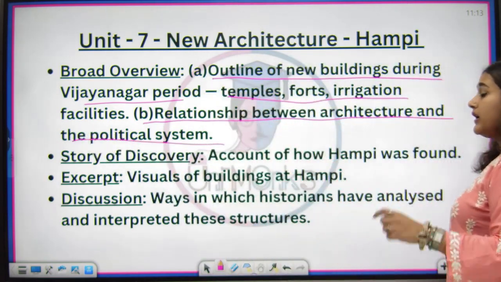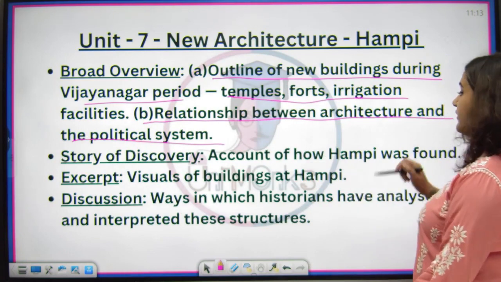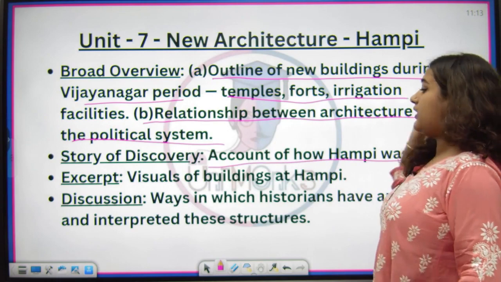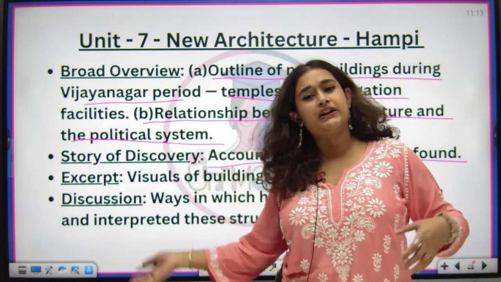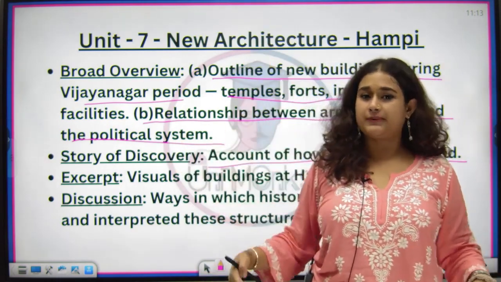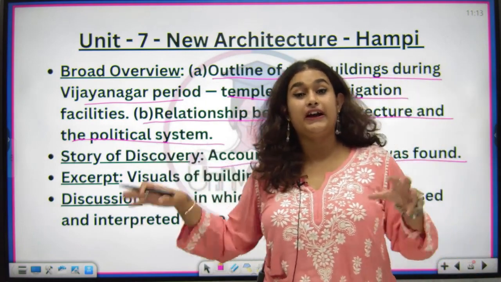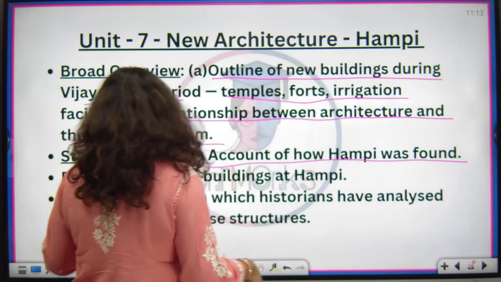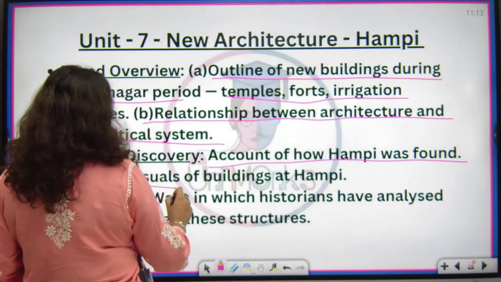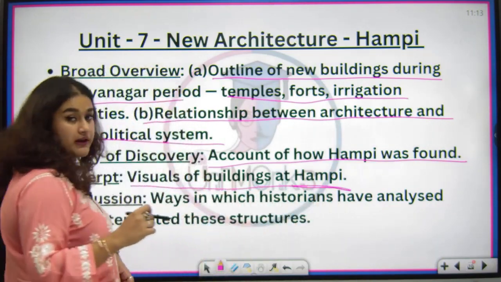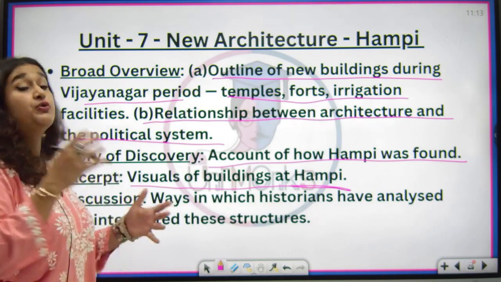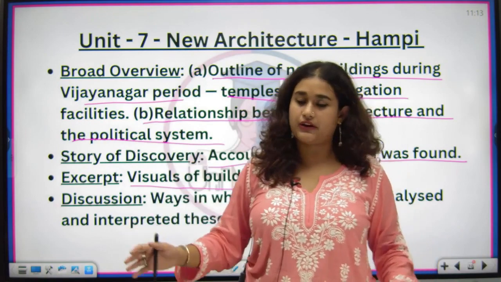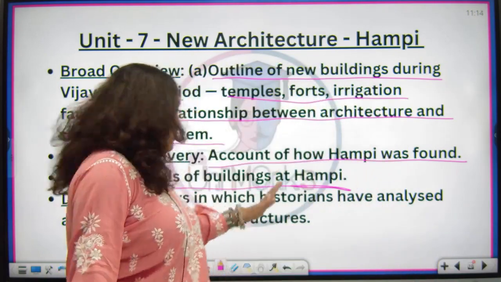Second, the story of discovery, accounts of how Hampi was found. The accounts are given in general in your chapter as well, and they are talked about in depth in the sources. So concentrate on both things. An excerpt can come for the visuals of buildings at Hampi, how beautiful the buildings were, how intricately they were carved. All of that can be a part of the excerpt.